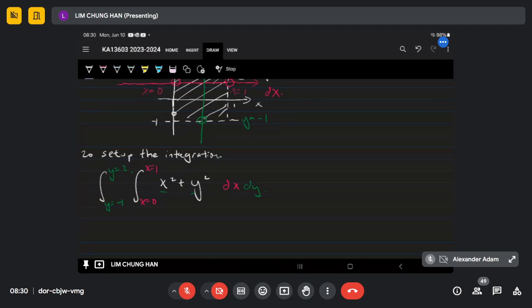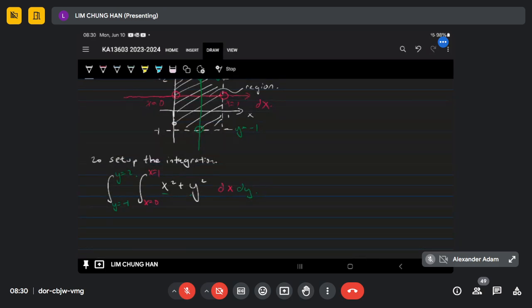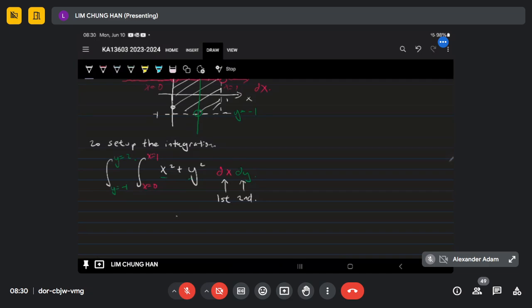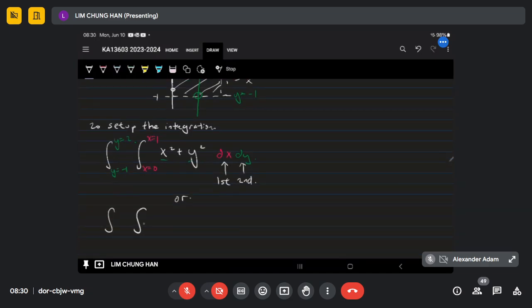Well, just integrate normally. If dx comes first, that means you integrate against x first. You integrate the left hand side first, you integrate the right hand side second. Now in this case, I can also do dy first and then dx. I can flip it around, no problem.